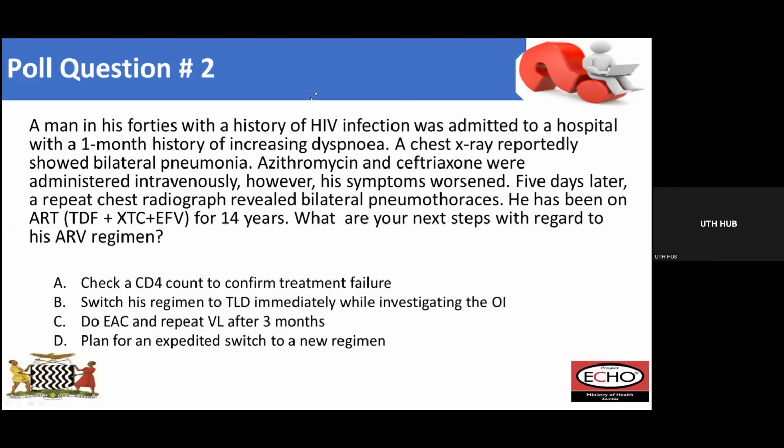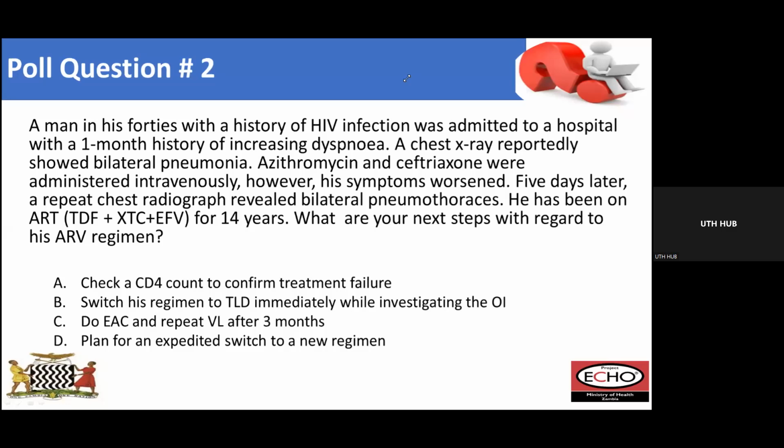Thank you so much for that good case again. So I'll just share the poll. So what are your next steps with regard to this ARV regimen? Check a CD4 count to confirm treatment failure. Switch his regimen to TLD immediately while investigating the OI. Do EAC and repeat viral load after 3 months. Plan for an expedited switch to a new regimen.